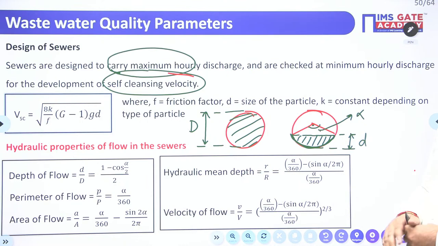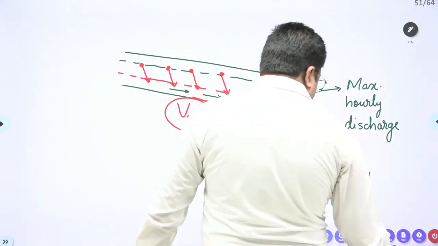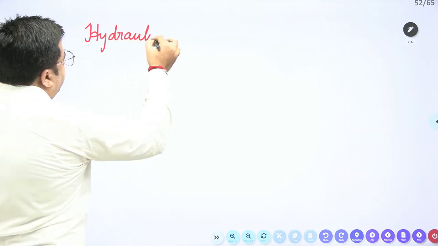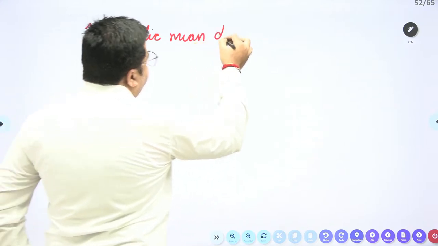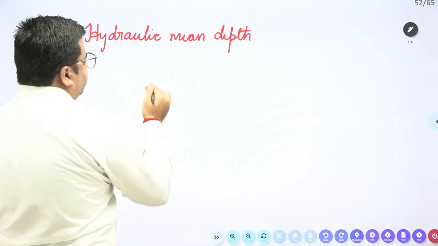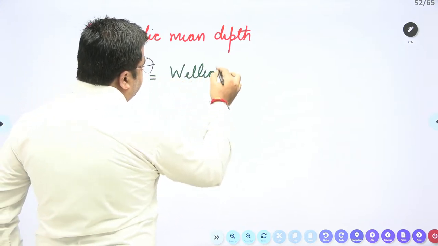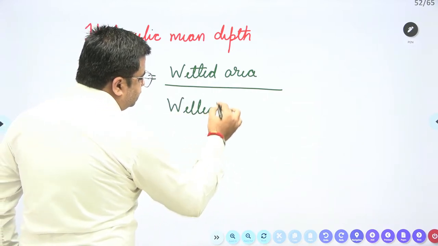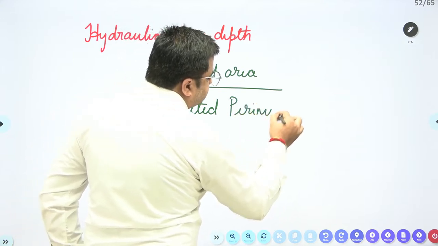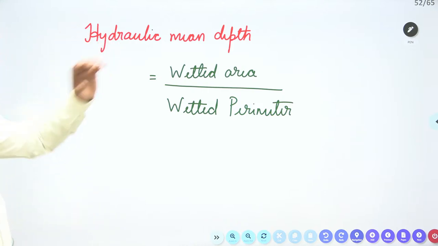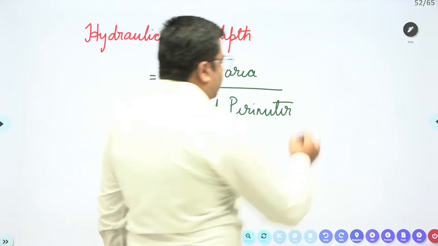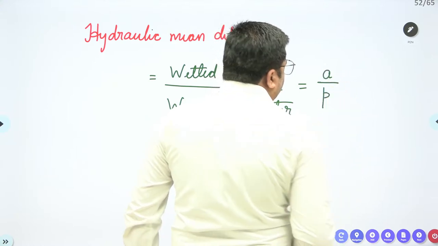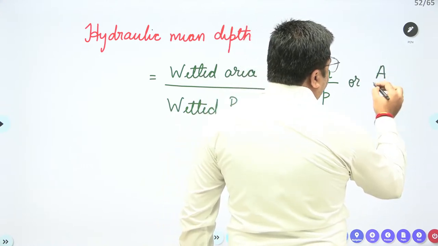Next is my hydraulic mean depth. Hydraulic mean depth is nothing but the wetted area divided by the wetted perimeter. So hydraulic mean depth is the wetted area divided by the wetted perimeter. That is, it can be written either as small a by small p, or as capital A by capital P.